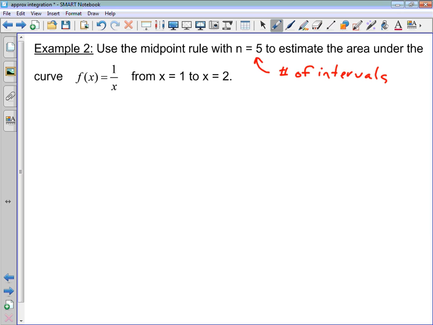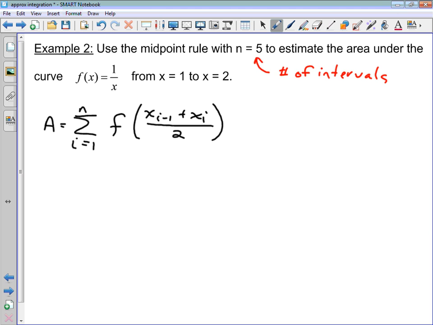If we're using the midpoint rule, what we remember is our formula: our approximation for the area is the sum from i equals 1 to i equals whatever, in this case n, of the value of our function at x sub i minus 1 plus x sub i, all divided by 2, because we're taking the midpoint of each little rectangle, or the average, to get the x value, and multiplying it by delta x. Okay.